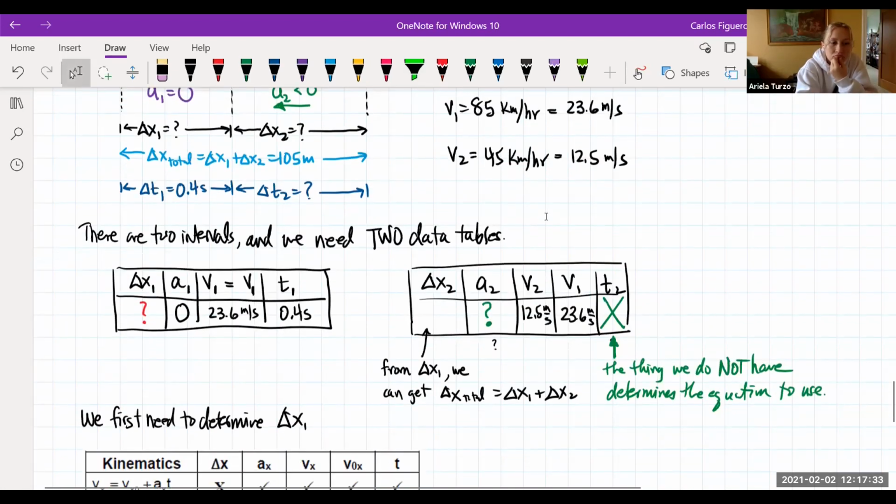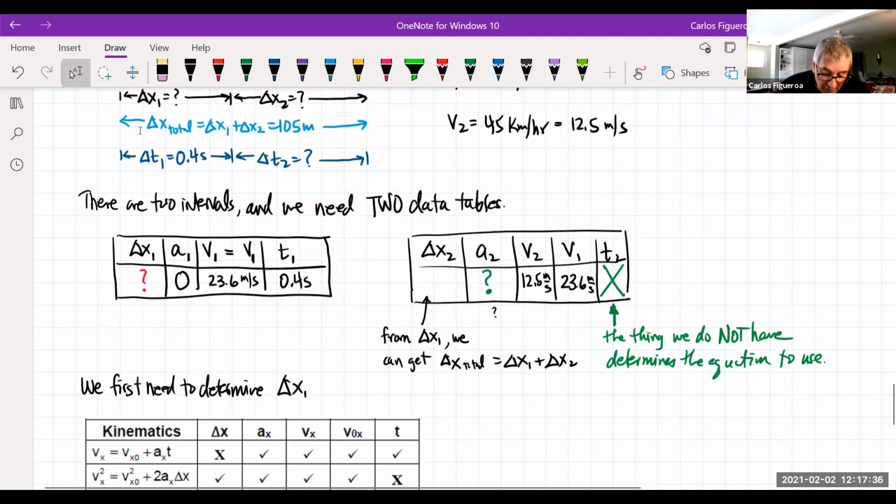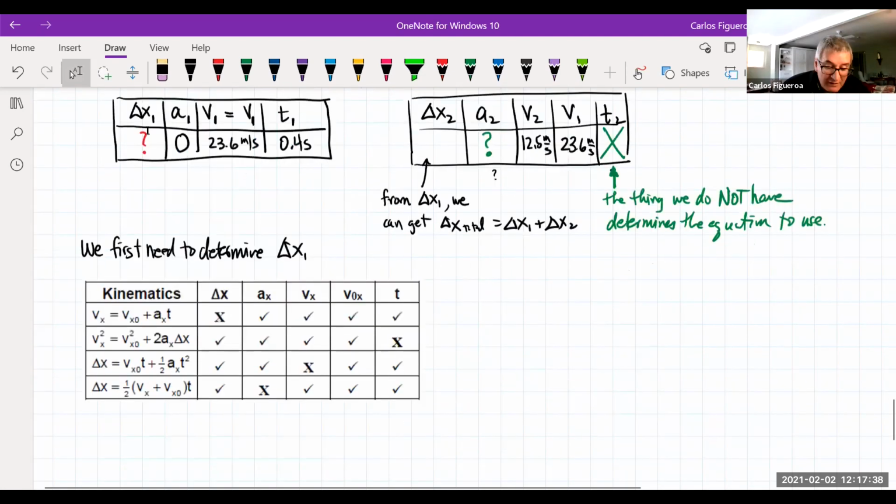So now let's look at what this says here. If I want to calculate distance here, x1, note that for starters, we can't use this equation. Why? There's no distance. That's why.